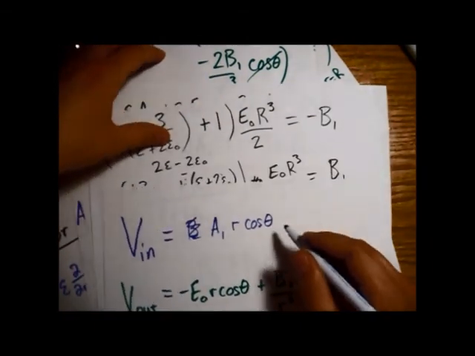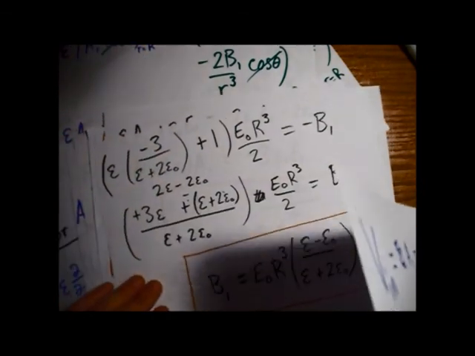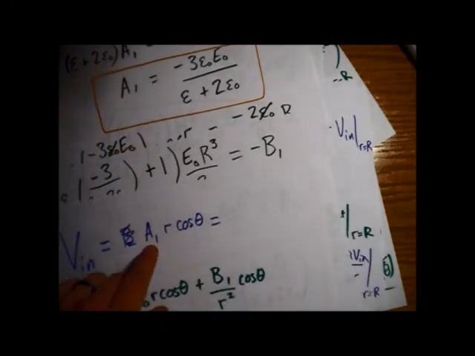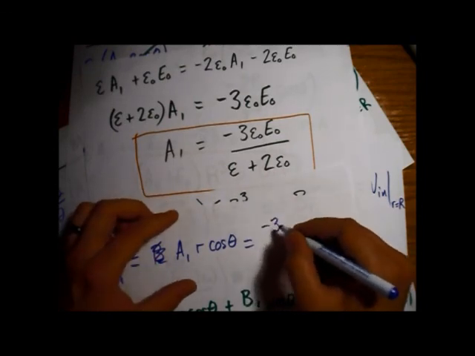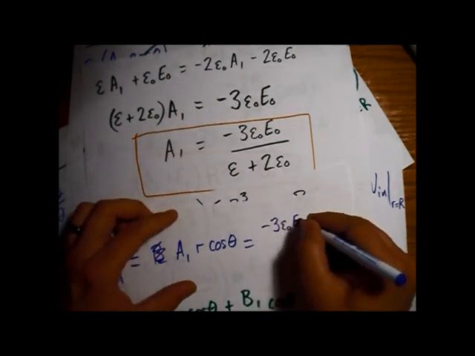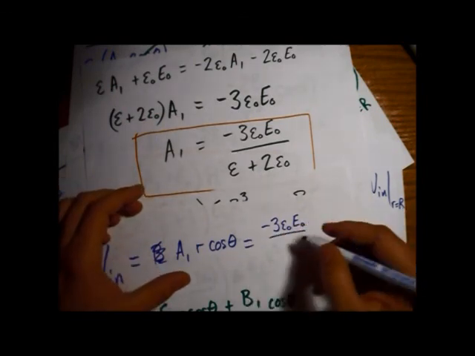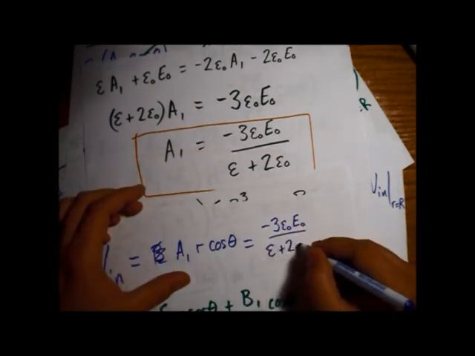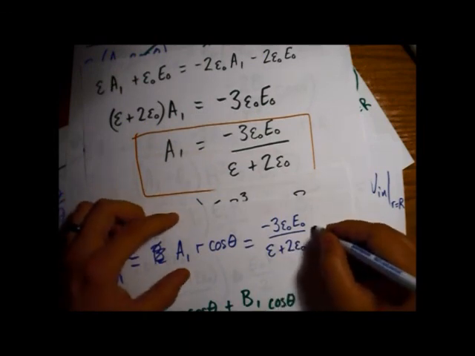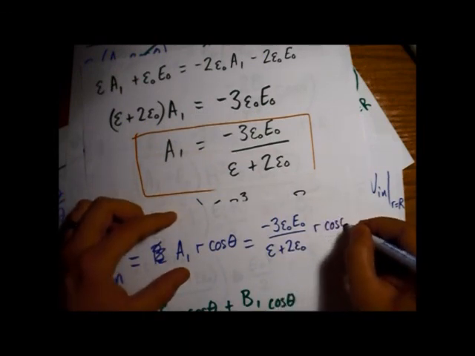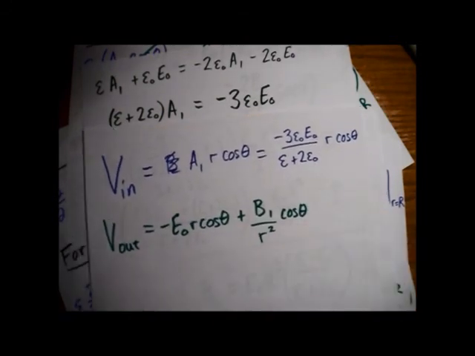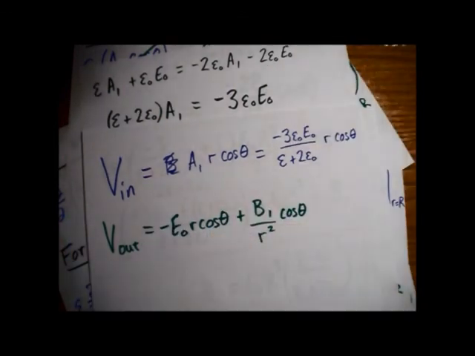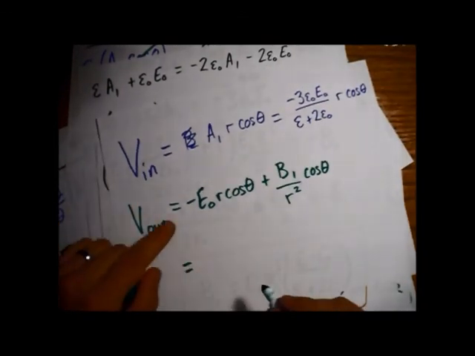Let's write this out real quick. All we have to do is plug in a1. Here's a1: minus 3 epsilon naught big E naught over epsilon plus 2 epsilon naught times r times cosine of theta. Okay? So there's our inside there. Great. Now, here we go. I'm going to write out the outside.